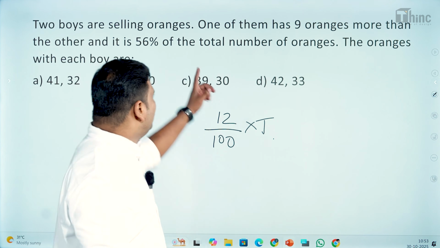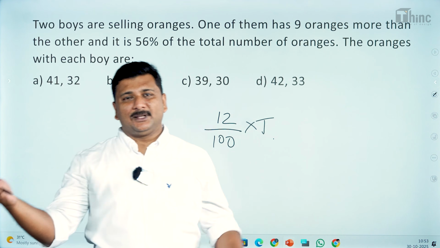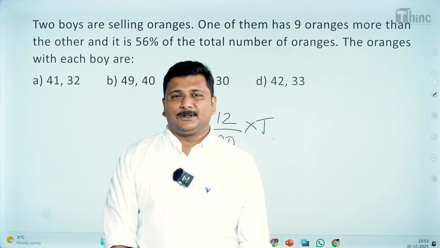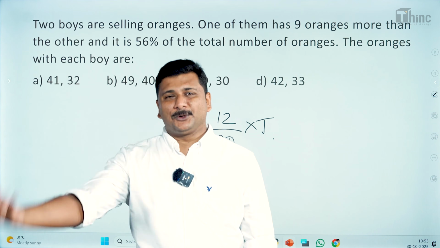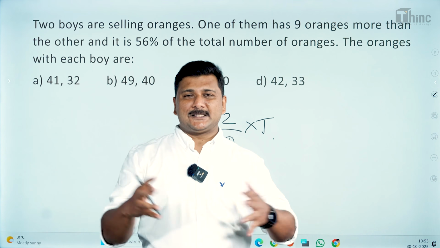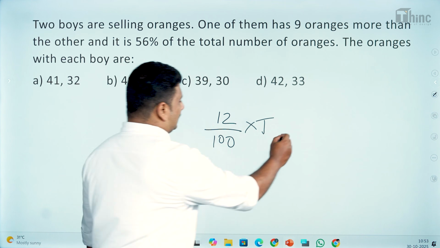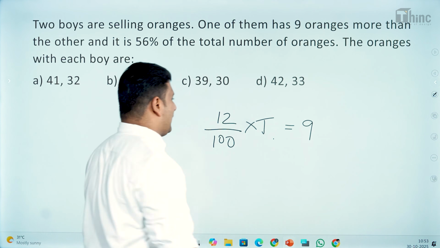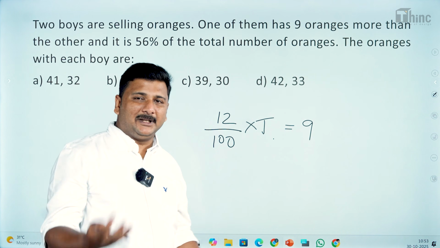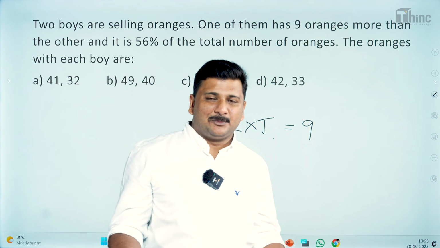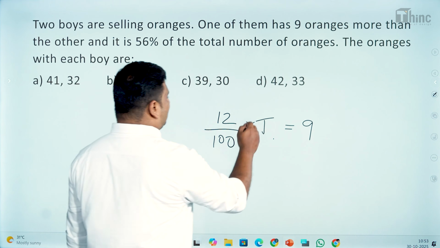And we know that one boy has 9 more oranges than the other boy. So if one boy has 9 more than the other, obviously the difference between the oranges with them will be 9, right? So we know that 12% of the total is the difference, and that is nothing but 9. We can directly write this from the information given. There is no need of framing any expression or any algebraic equation. Now from this we'll get the total number of oranges.